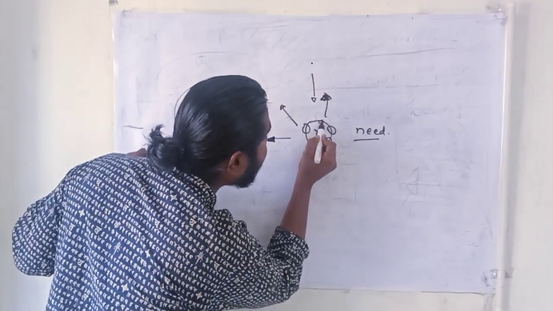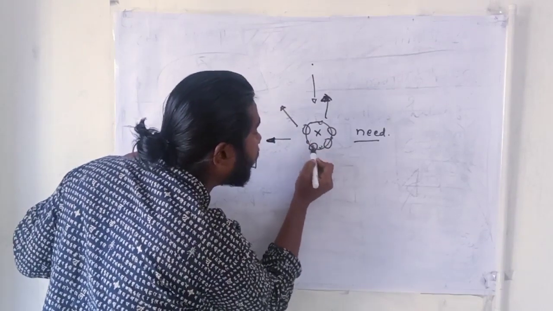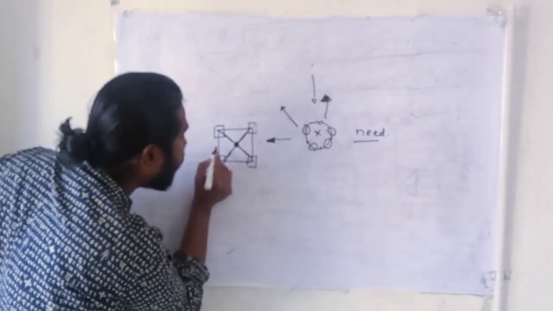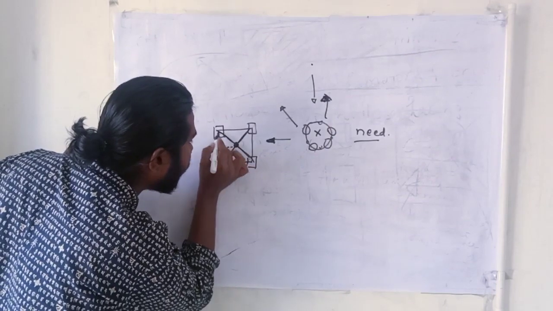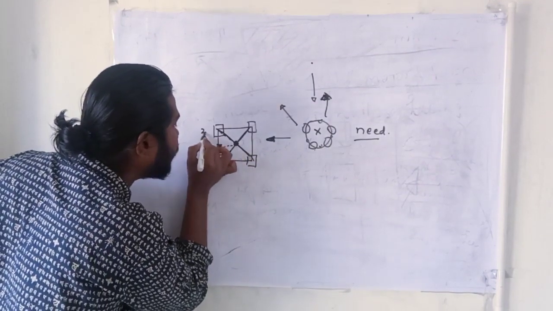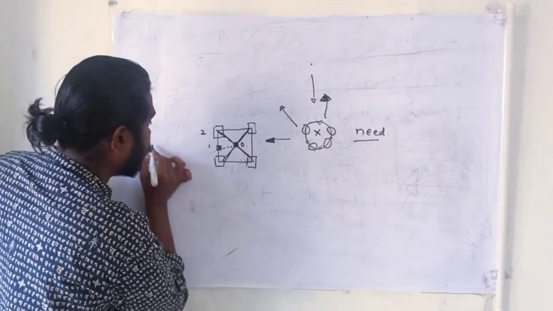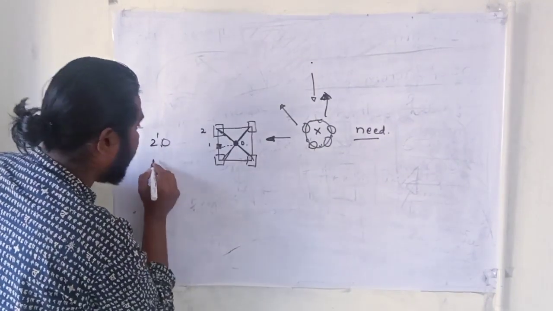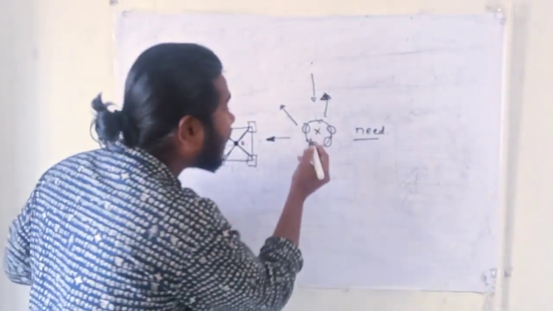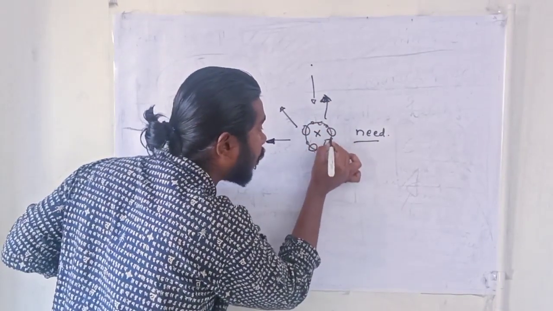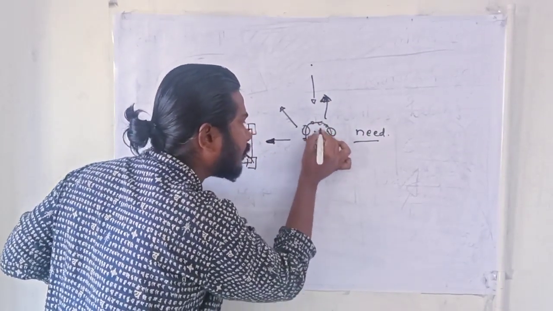In this circle, anything on the periphery is equidistant. In this square, the object placed here is not equidistant from the centroid. Object 1, object 2, this is the centroid. 2O and 1O are not equal to each other. But in the case of a circle, everything that has been mounted on the periphery is equidistant to the centroidal location.